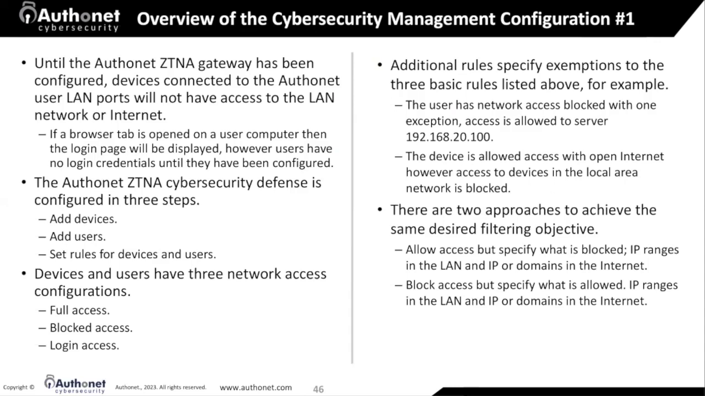We have two approaches to set the rules. We can allow access to everything, but then specify what is going to be blocked, or we can block everything and specify what is going to be allowed. And the decision is made based on the type of rule that we want to impose. If, for example, we have a server in the network and we want to allow access to the network but block access to that server, then we would specify a rule that blocks access but allows that server IP address.